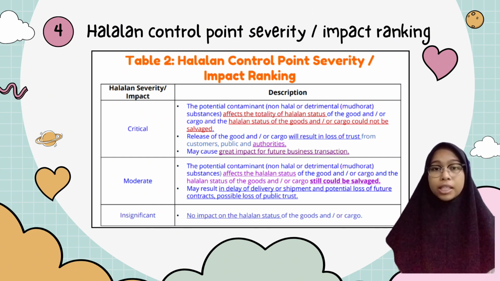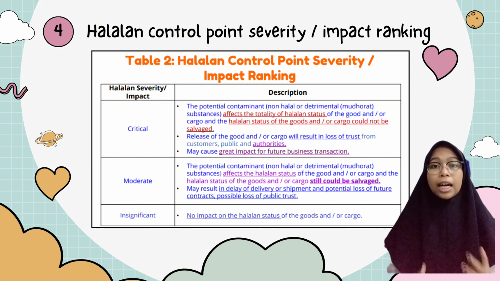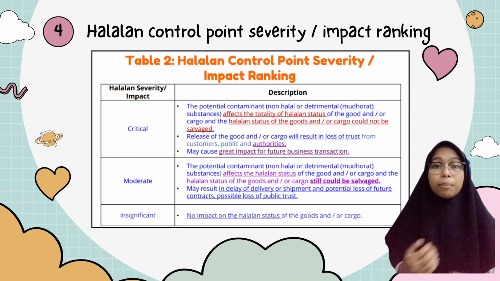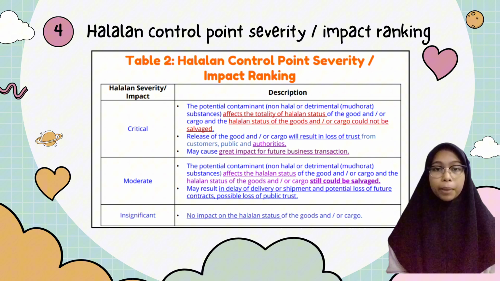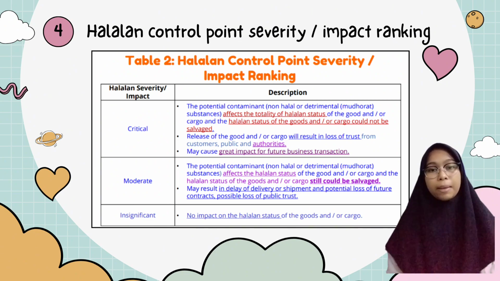If the situation occurs, damage the consumer confidence in product's halal status or the brand's reputation, and halal status cannot be salvaged, this situation will be classified as a critical impact. Secondly, if the situation occurs, damage the consumer confidence in product's halal status or the brand's reputation, but halal status can be salvaged, it is classified as a moderate impact. Lastly, if the failure of halal control point does not give impact to halal status, it is classified as an insignificant impact.